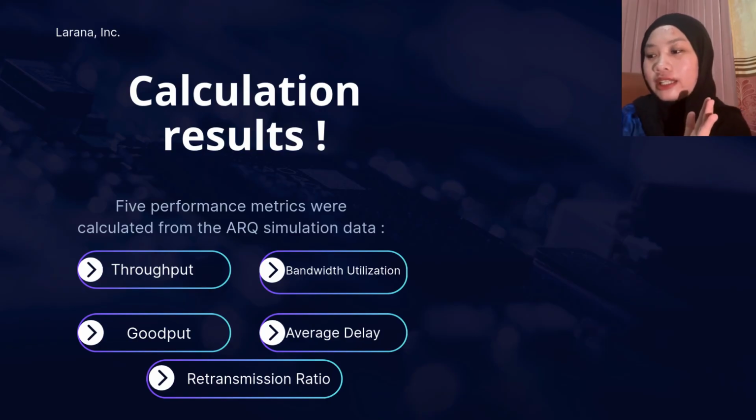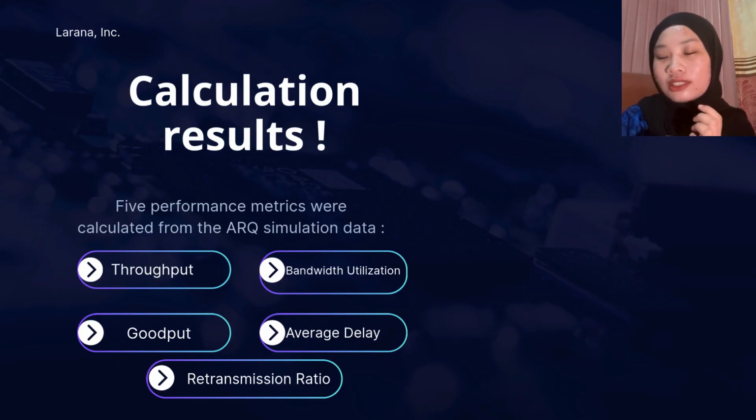Throughput is calculated by multiplying the total packets sent by the packet size and then dividing the result by the total transmission time. The second one is goodput, and goodput is calculated by multiplying the total packet target by the packet size and dividing the result by the total transmission time. The third one is bandwidth utilization. Bandwidth utilization is calculated by dividing goodput by the available bandwidth and multiplying the result by 100%.